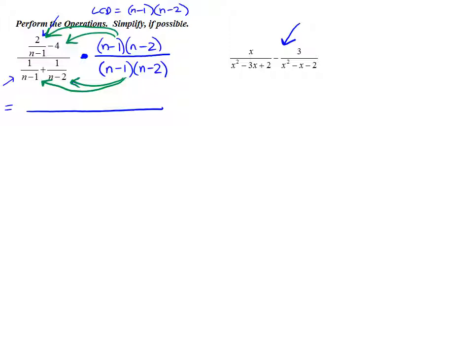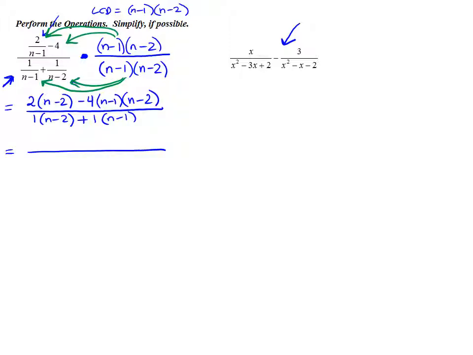So in the first fraction, when I distribute the LCD, there is an n minus 1 that cancels, so we'll have the 2 in the numerator times the part of the LCD that doesn't cancel, which is n minus 2. In the second term in the numerator, minus 4, it has no denominator, so none of the LCD cancels. In my denominator, in the first fraction here, I have 1 over n minus 1, so n minus 1's cancel, so I have 1 times n minus 2. And then I'm going to add to that 1 times the n minus 2's cancel, so I'm going to have n minus 1 left.